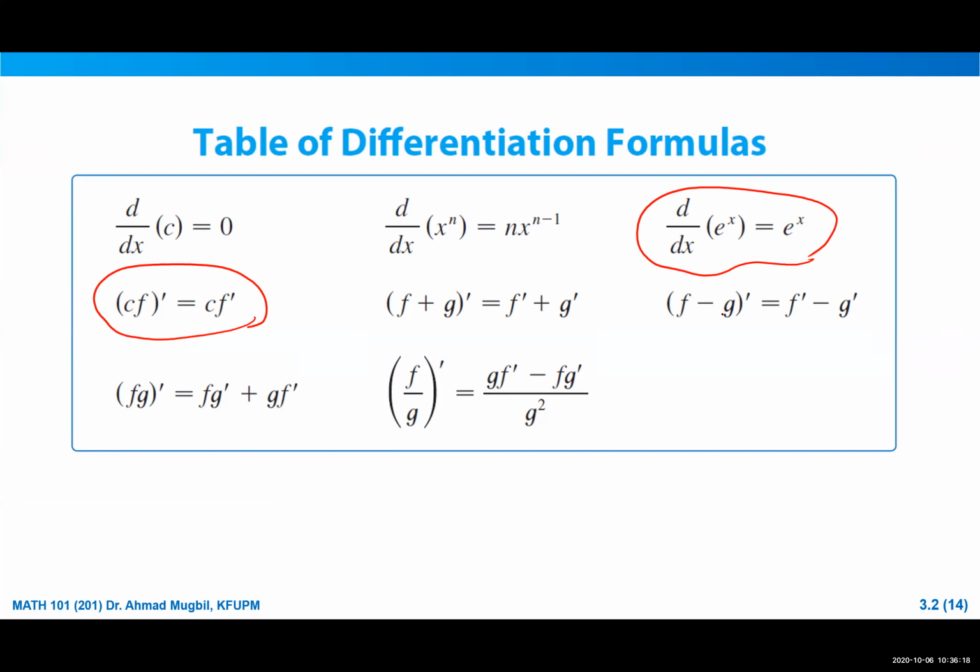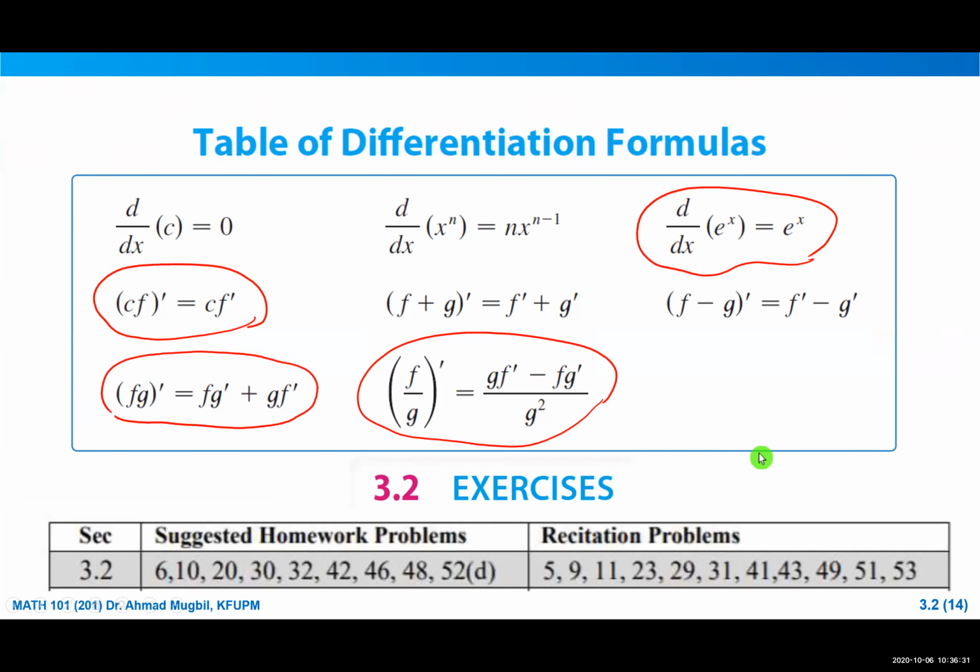The sum and the difference, it is easy for them, just distribute. Now you have to be careful about the product rule and the quotient rule. You can add, of course, your own derivatives to this table. And these are the suggested exercises. We are done. This is 3.2. We are done with this section. It is just about two main ideas, the product rule and the quotient rule.